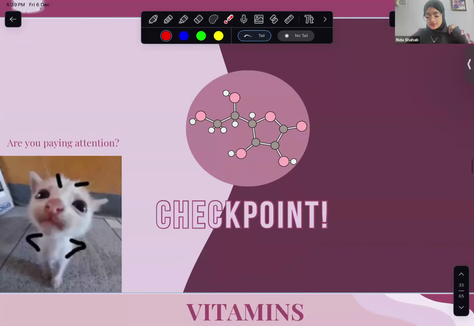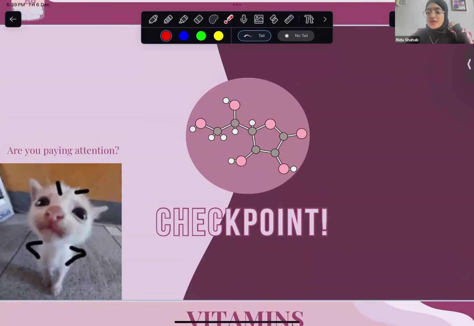And here's a checkpoint. Are you guys paying attention? You guys want me to repeat anything? Am I going too fast? Is everything clear? Because I can repeat things if you guys want. Do you guys think my speed is too fast? Because I can reduce it. We're halfway done through the lecture, by the way. Okay, good.